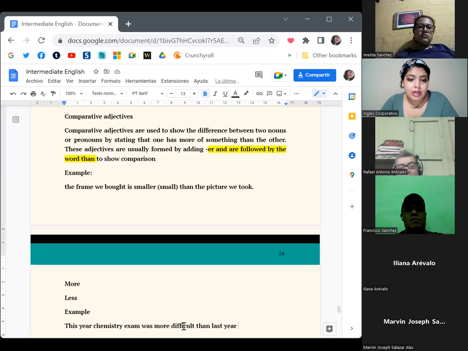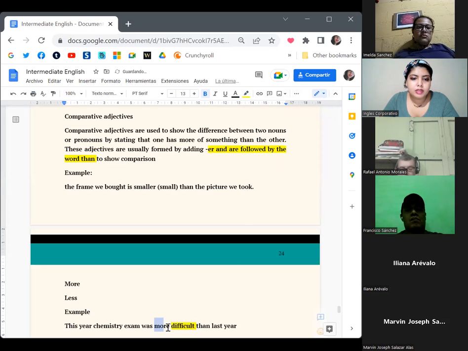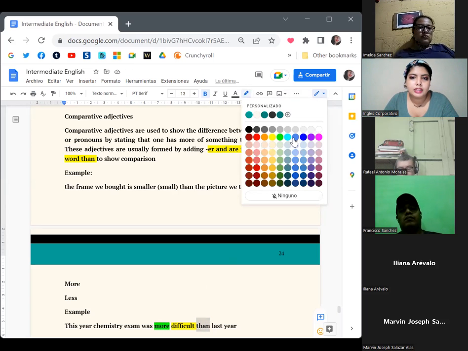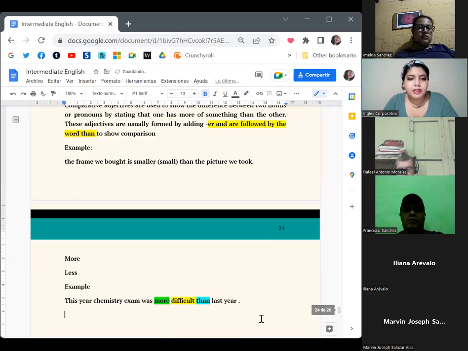And we have the adjective here, difficult. We have here the word that is modifying difficult. And we have then that is always next to the adjective. So we have here three words.